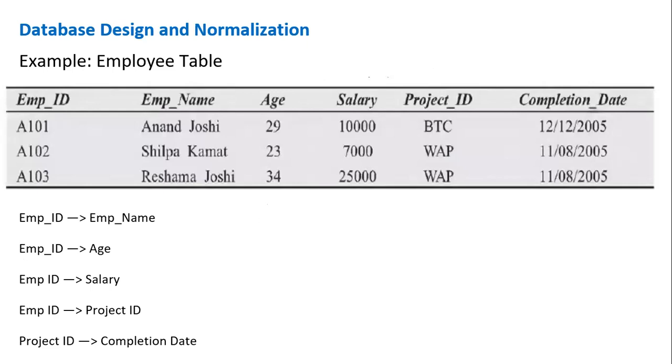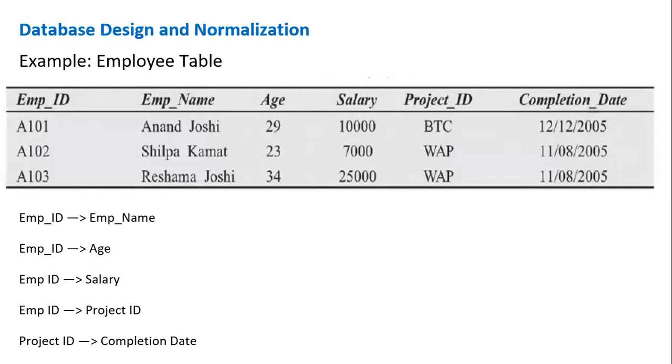So let us come to this part where we look at the employee database design and normalization. Come to the employee table. Look at employee ID, employee name, age, salary, project ID, completion date. We are going to look at it practically later, how the naming of the headings matters a lot in terms of how you query your database. But let us just consider them that way. When you look at employee ID, for instance, A101, Anand Joshi.